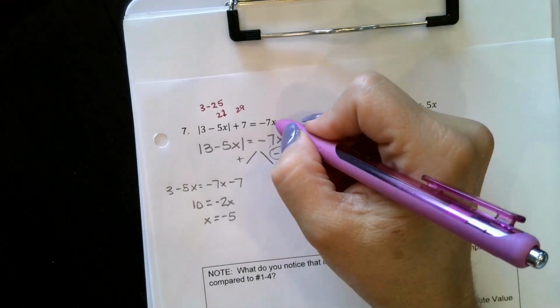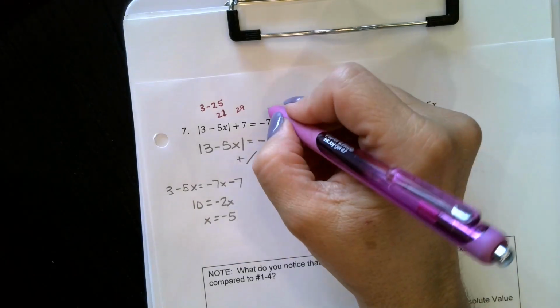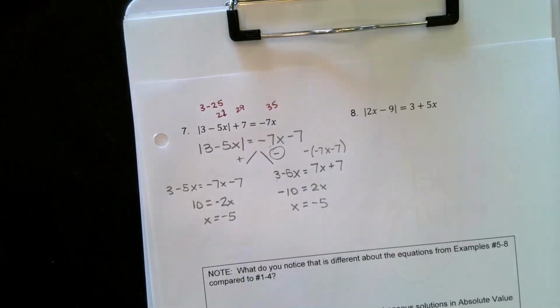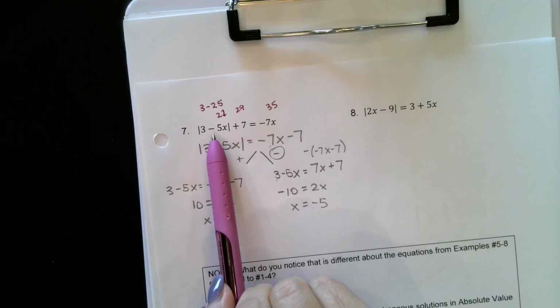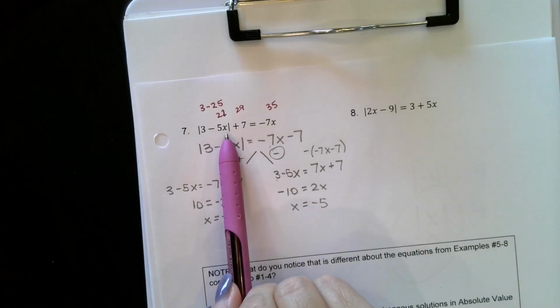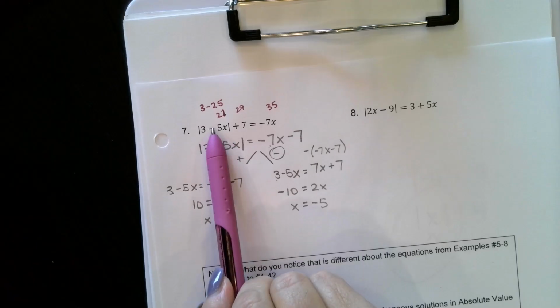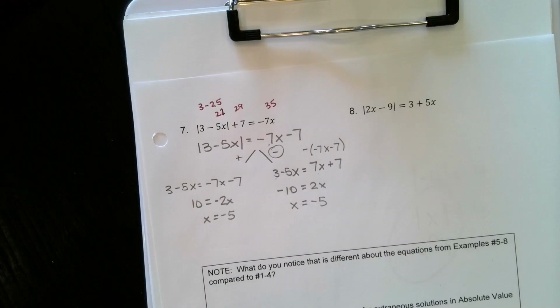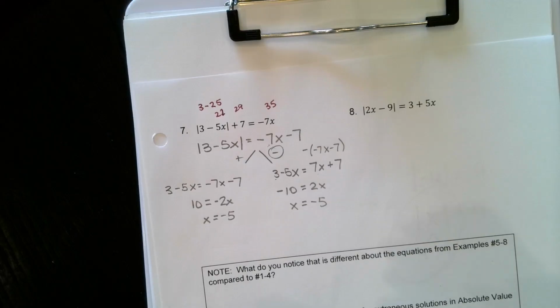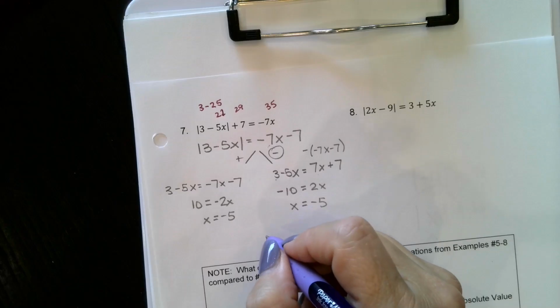Okay, and this side is going to be -7 times -5, which is a positive 35. Make sure I did my math right on this. 3 minus 25, which is minus 22, becomes positive 22 plus 7. Okay, so that doesn't work, right? When I do the math on that, that doesn't work. Okay, so this side over here is going to be no solution.